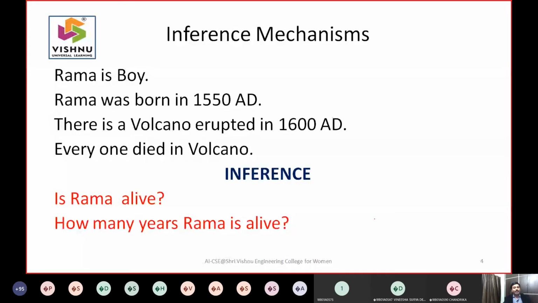So I have taken a small example. Rama is a boy. Rama was born in 1550 AD or some other day. There is a volcano that erupted in 1600 AD and everyone died in that volcano. So what is the inference? Is Rama alive? What is the inference that you can get from these four statements? No. Rama is not alive. So no is a decision or inference that you can take with 100% guarantee.